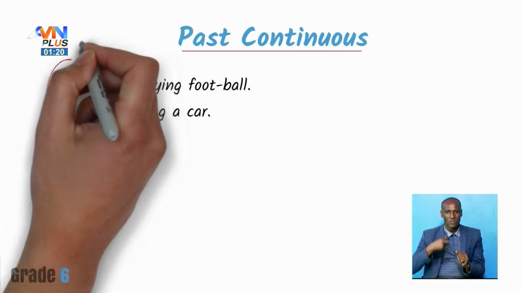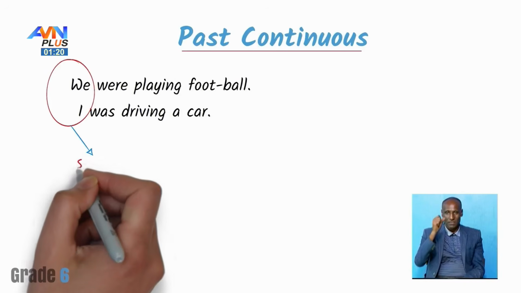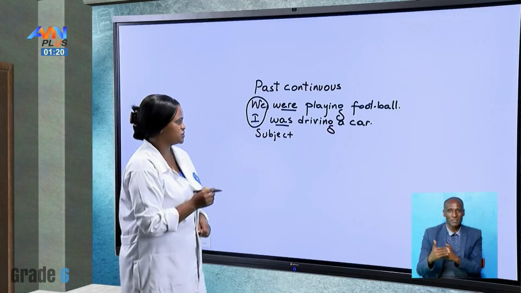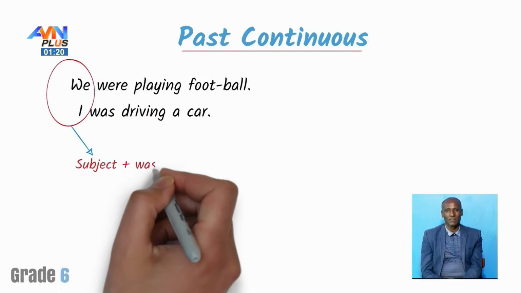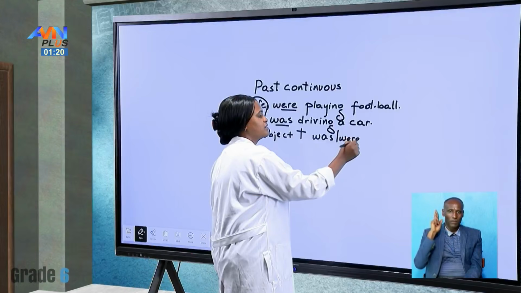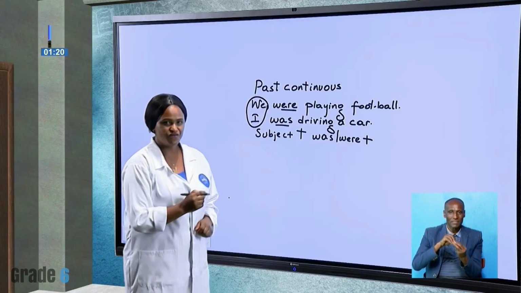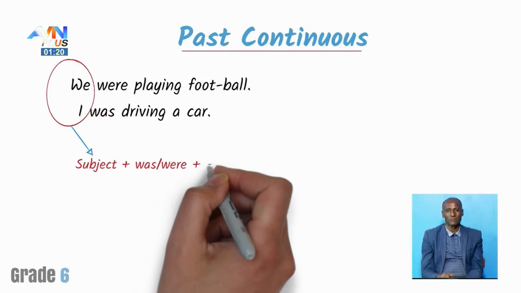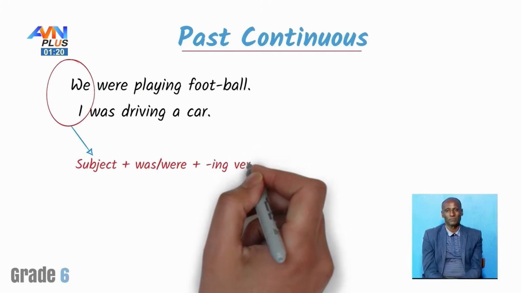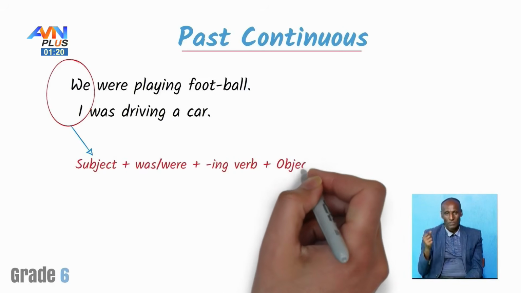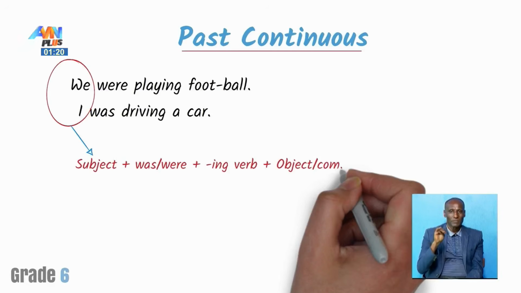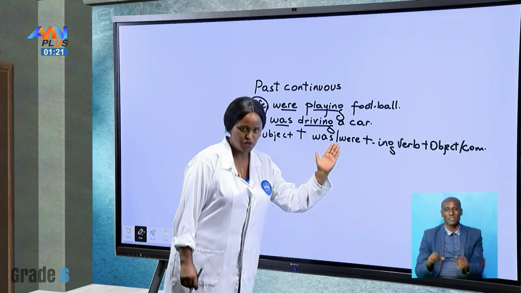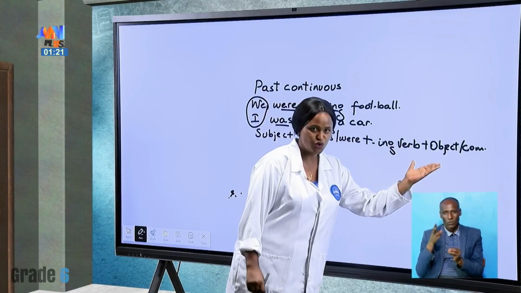In these sentences, we begin with a subject, right? Then, what comes after the subject is what? The past auxiliaries plus was or were, right? Plus, then, what type of verb do we use? Playing and driving. Right. The ing verb. Then, plus object or complement. This is how we use the past continuous. Subject plus was or were plus ing verb plus object or complement.